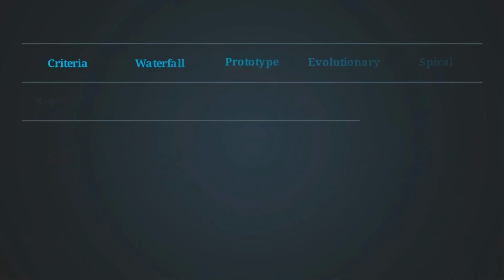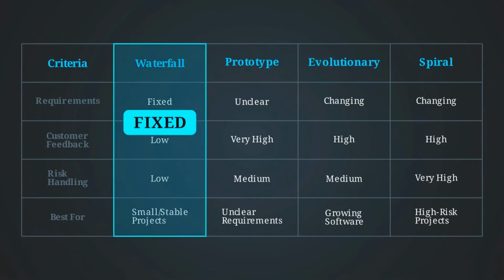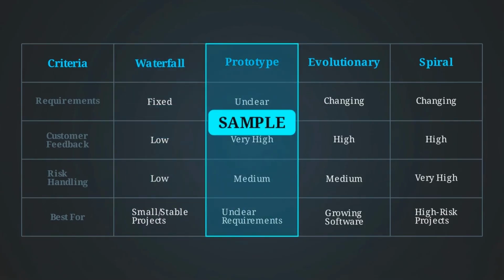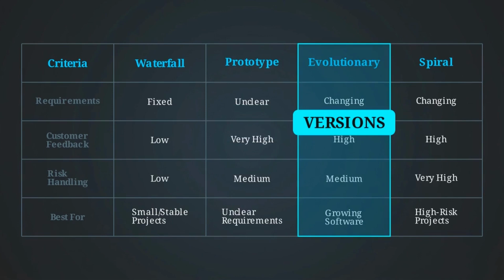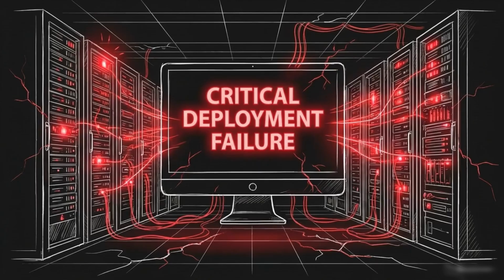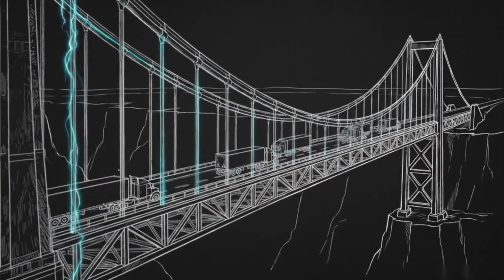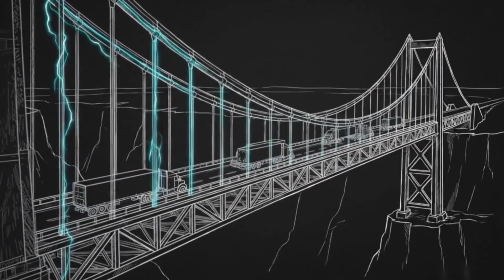When we consolidate all of this data, we generate a master comparison matrix for systems analysis. To retain this matrix, link each model to its functional keyword. Waterfall requires fixed parameters. Prototype builds a sample. Evolutionary scales versions, and spiral mitigates risk. Misaligning a project with its structural framework wastes resources and increases the likelihood of failure. Matching the model to the constraints is what protects the project's integrity.